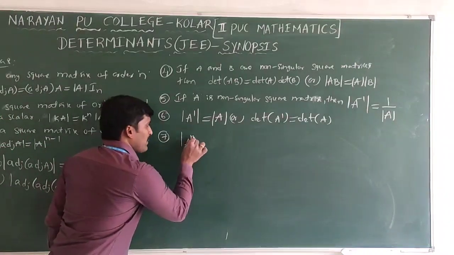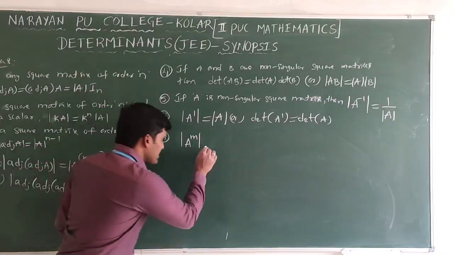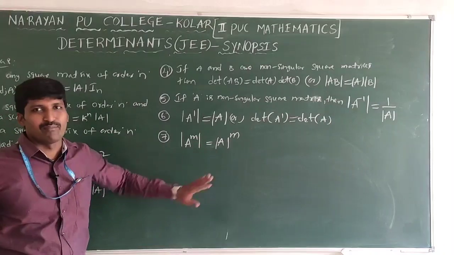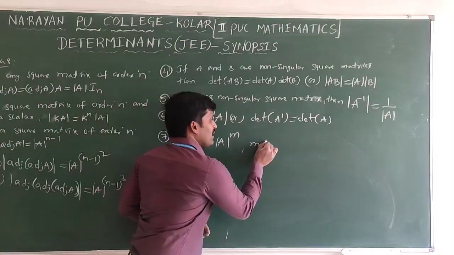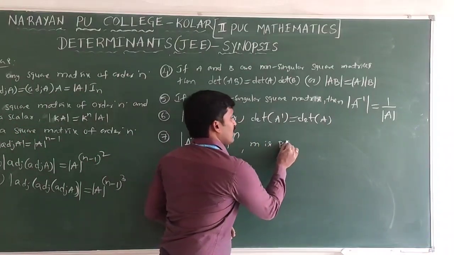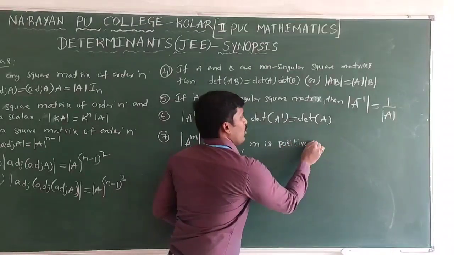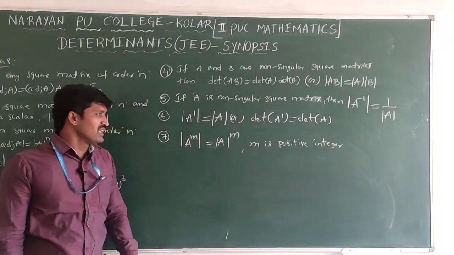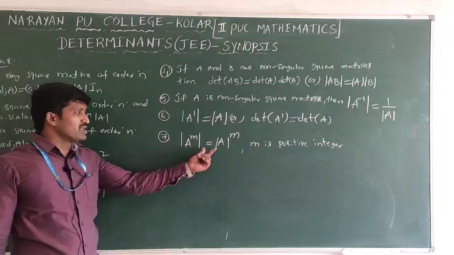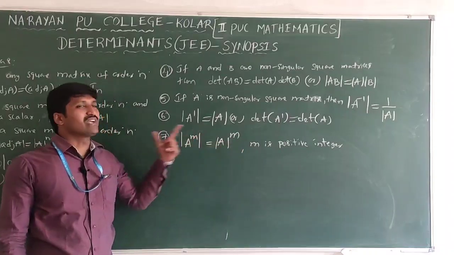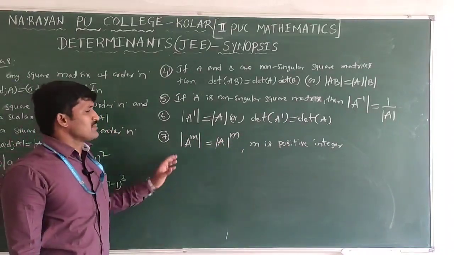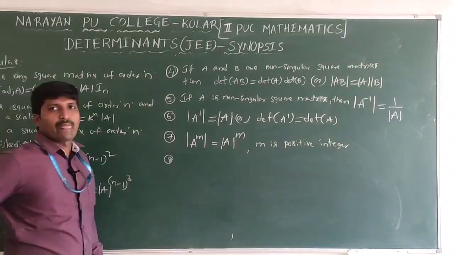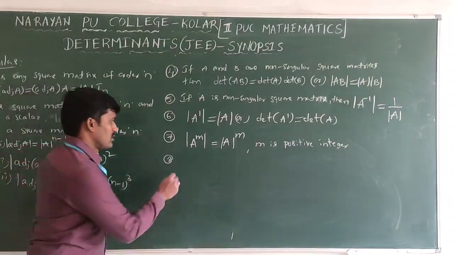Det of A power m, we can write det A whole power m. Both are same. M is a positive integer. Det of A power m equal to det A whole power m. Both are equal in their values. These are some basic formulas you should remember in this case. Come to the next one, 8th one.